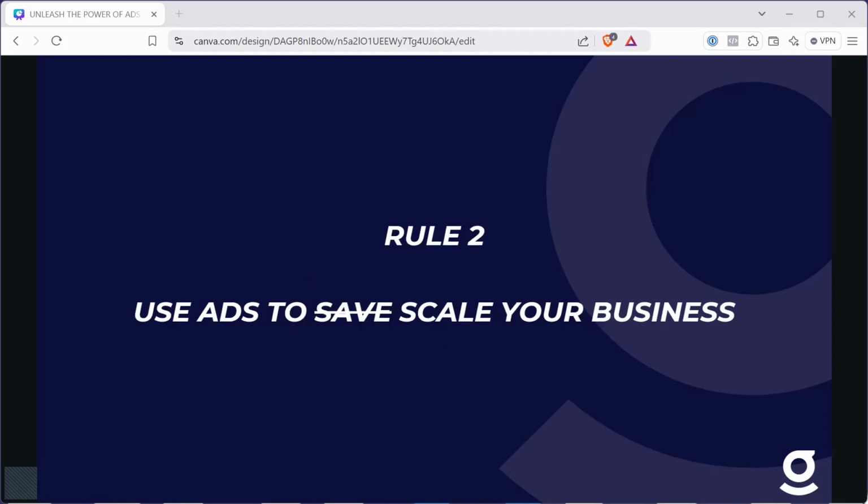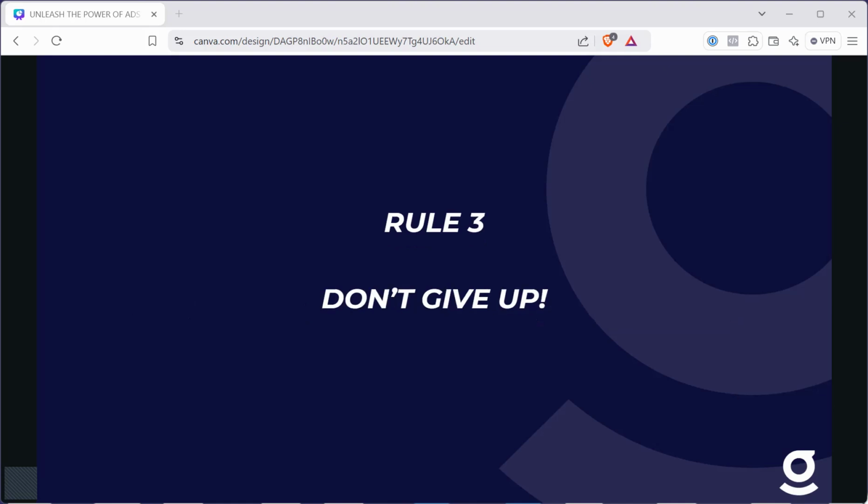Rule number 2 is only use ads to scale your business, not save your business. So one of the common mistakes I see is people rushing into ads thinking that's going to be the silver bullet solution to save your business, and you do not want to put all your eggs in the advertising basket. Use ads as cream on top and do all the other things that you know how to do from a lead generation perspective, whether it's referrals, business to business, networking, all those other lead generation activities, organic posting, to generate opportunity for your business, and use ads to take that next step and really scale your business.